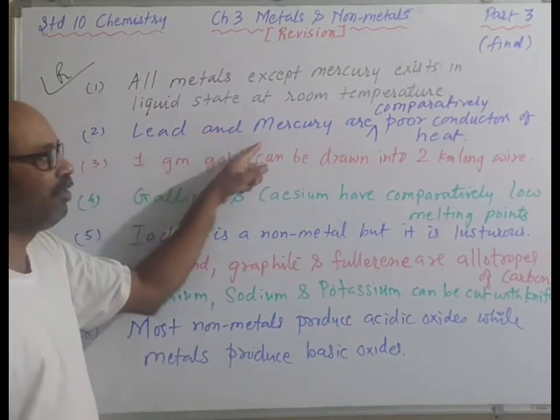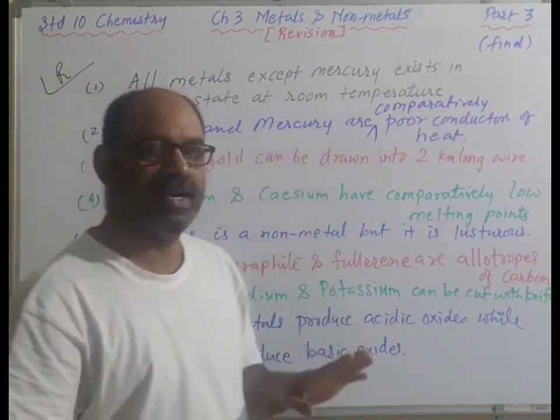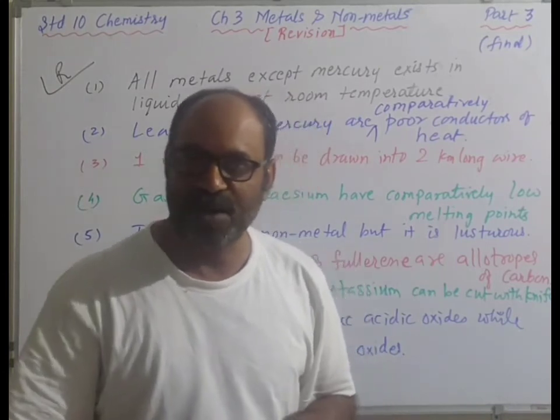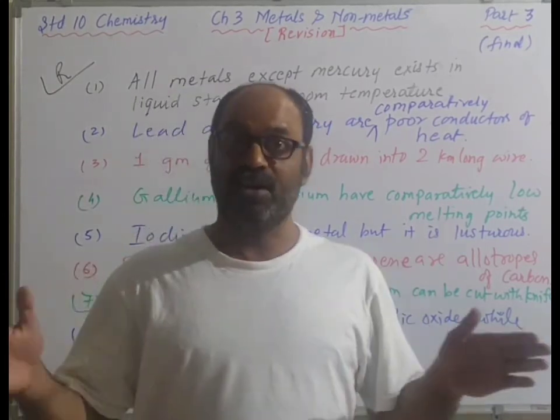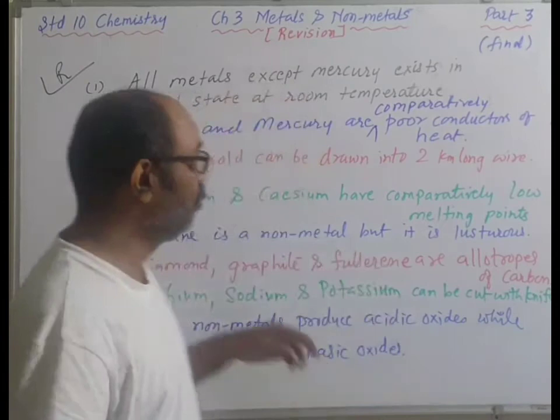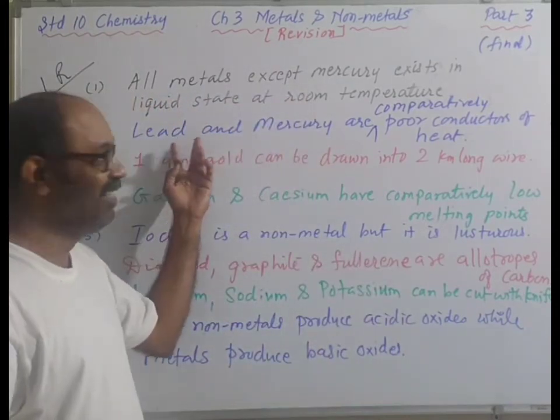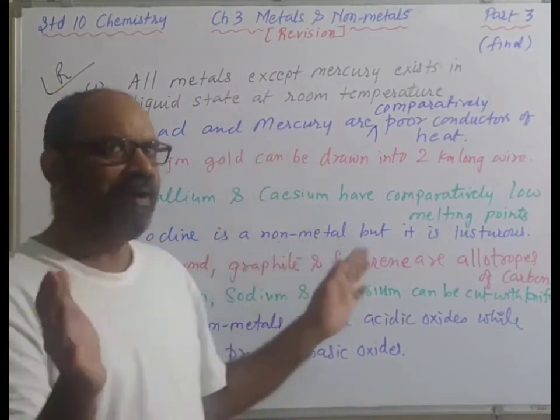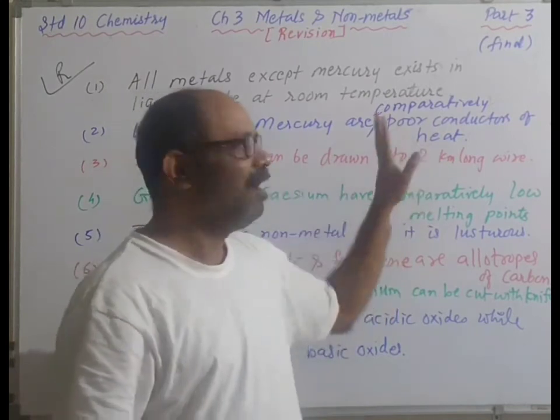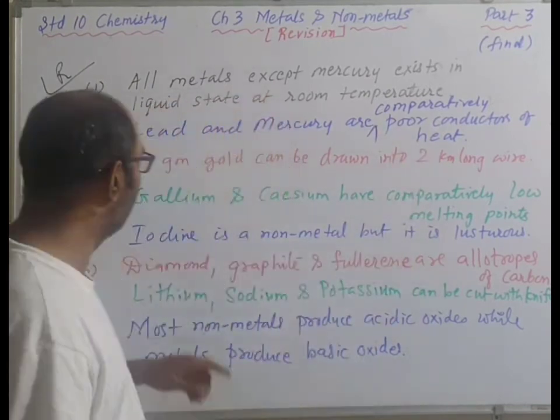Next, lead and mercury are comparatively poor conductors of heat. We have seen the physical properties of metals. They are good conductors of heat and electricity. But when you talk about these two metals, lead and mercury, comparatively, they are poor conductors of heat.